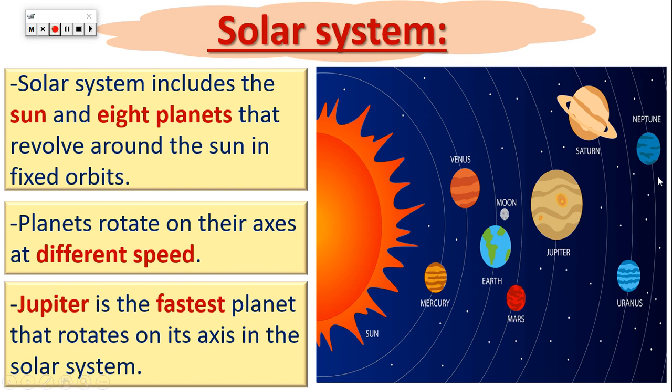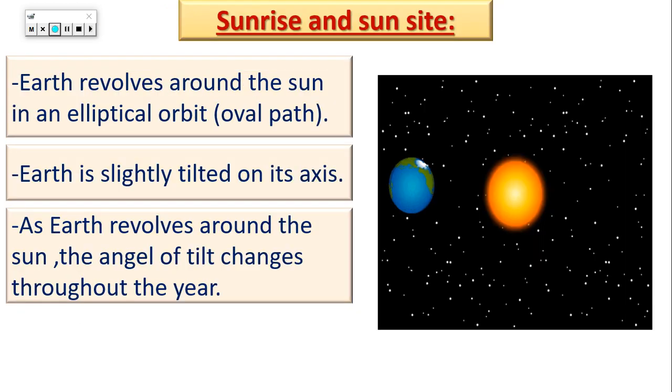But as all the planets revolve around the Sun, at the same time they rotate around their axis, but they rotate around their axis at different speeds. Jupiter is the fastest planet in rotation around its axis. And as we said before, Earth revolves around the Sun in an orbit, and this orbit is oval.